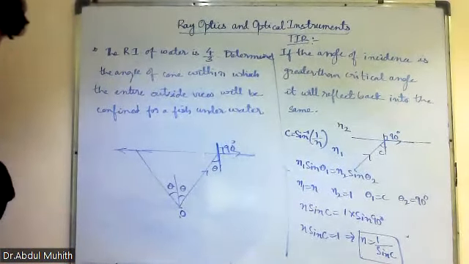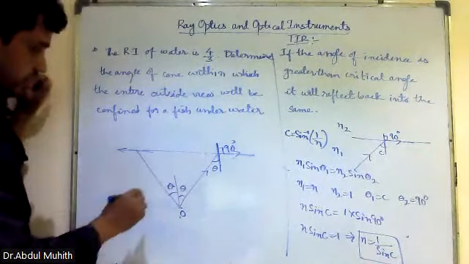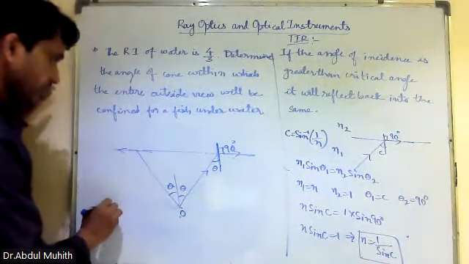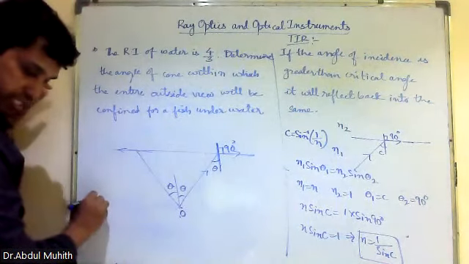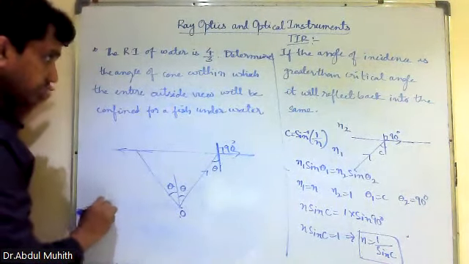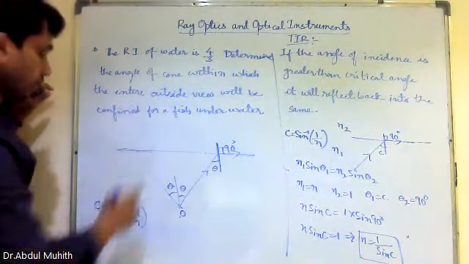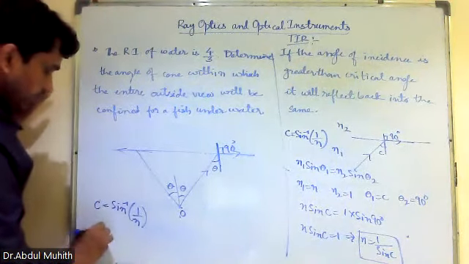So here we have one more case. What is that? So you know the formula: n is equal to 1 by sin C, or C is equal to sine inverse of 1 by n. He gave the refractive index as 4 by 3, so we have to find out what C is.